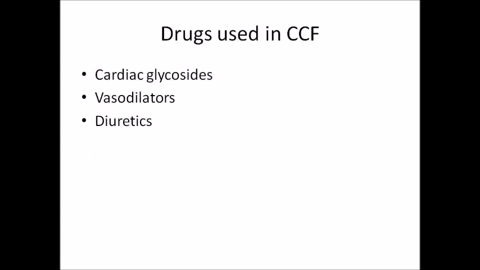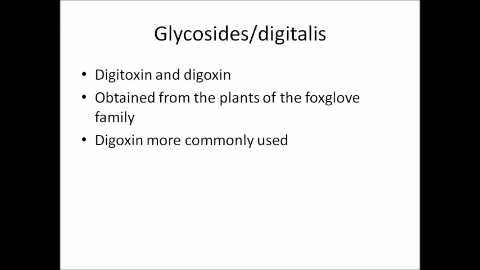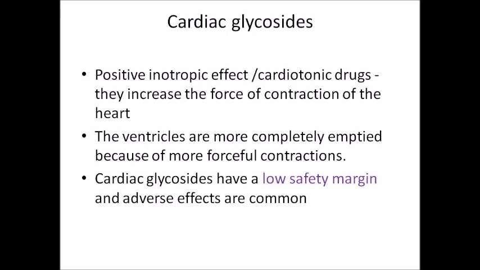So what are the drugs that we use to treat CCF? Three groups of drugs we'll discuss: cardiac glycosides, vasodilators and diuretics. The cardiac glycosides or digitalis group of drugs are digitoxin and digoxin. They are both obtained from the plants of the foxglove family. Among these, digoxin is more commonly used because digoxin has more favorable pharmacokinetic properties. They have a positive inotropic effect, or they are cardiotonic drugs, meaning they increase the force of contraction of the heart. So the ventricles are more completely emptied because of this forceful contraction.